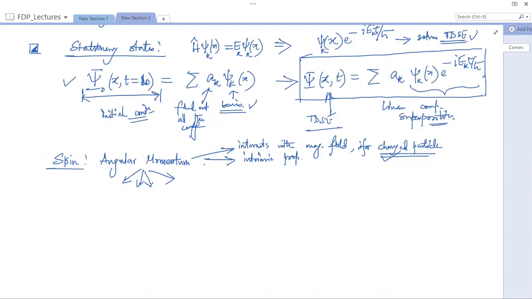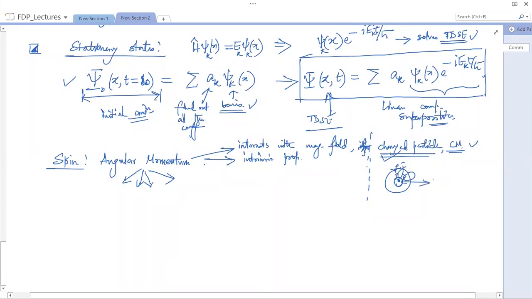Classically, you know why it will interact with a magnetic field for a charged particle. Even in classical mechanics, if a particle spins around some axis and it has some charge, then it is itself a kind of current carrying loop, so it creates a magnetic field around this current carrying loop. And since this gives a magnetic field, it will interact with another magnetic field.